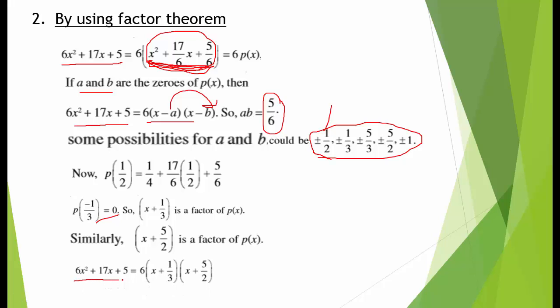6x square plus 17x plus 5. We will replace x minus a and x minus b with these two terms. We will get this. And now multiply this 6 with both. You will get 3x plus 1 and 2x plus 5. Here 3 into 2 is 6 and 2 into 1 is 2. So 3x plus 1 and 2x plus 5 are the factors of the given polynomial.